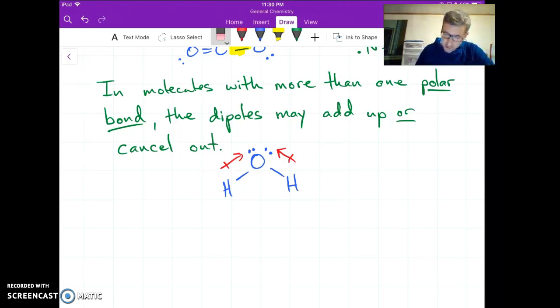And because of that, what I would say is the overall dipole is the result of both of them together. So if I have one dipole that's kind of going this way and one that's going that way, the overall dipole is straight up. In other words, the molecular dipole, we call this, is the result of adding up those two individual bond dipoles. So this is referred to as the molecular dipole.